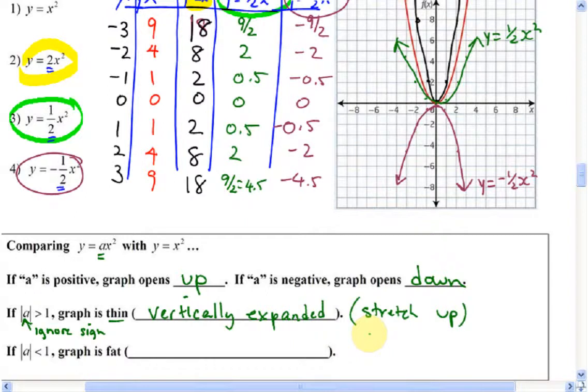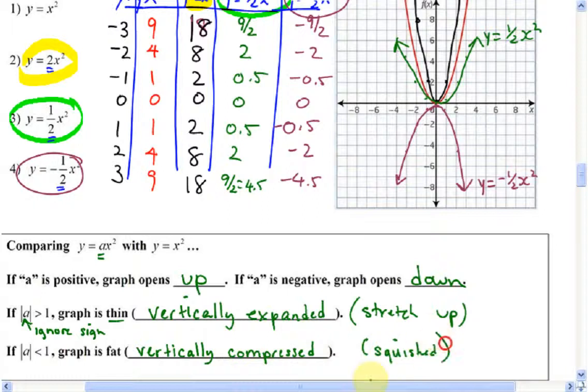Now, the next part here, if a is less than 1, let's see what happens, okay? I'm not stretching it up anymore. What am I doing? Making it fat. How do I make it fat? I have to kind of push it down, right? See how I push it down, it gets fat? So what do we call that when I push it down? It's called vertically squished. What's another word for squished? Compressed. Not repressed. Squished. Okay?